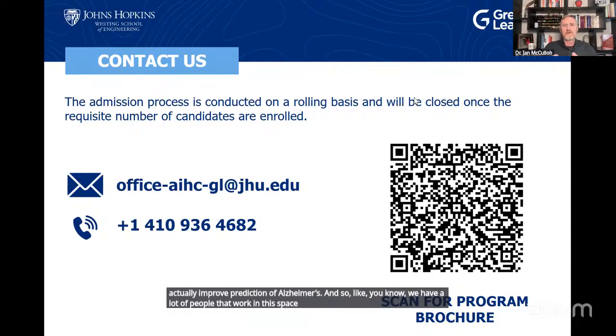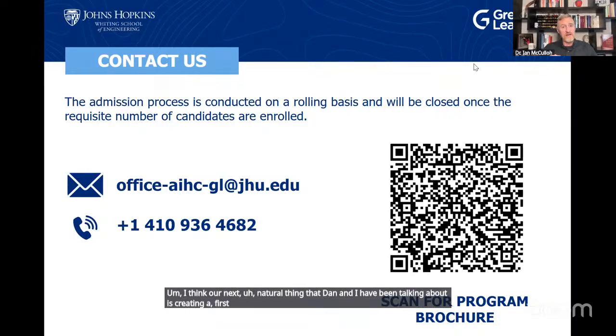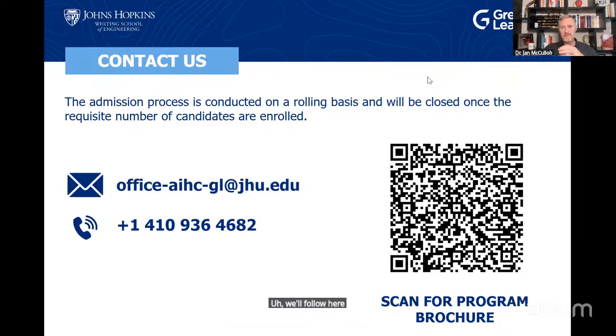As we're building out courses, the next natural thing that Dan and I have been talking about is creating a focus area first. When you get a master's degree in artificial intelligence, you can specialize or focus on healthcare applications. The School of Nursing has stepped a little ahead of everybody with their AI track, and I imagine the medical school will follow somewhat soon.